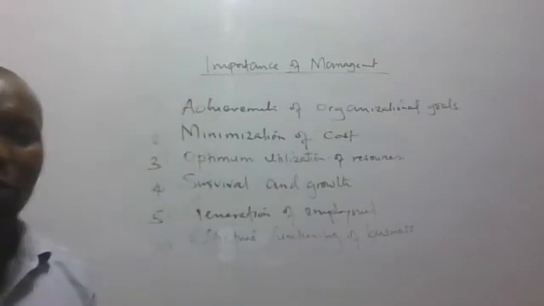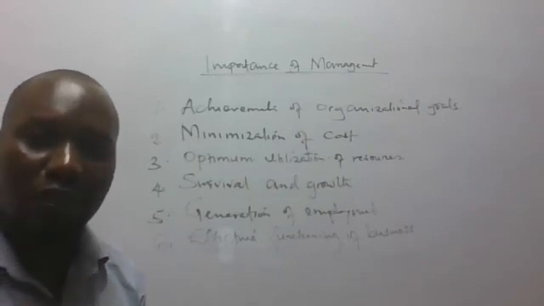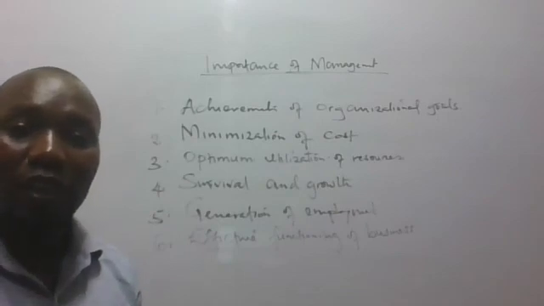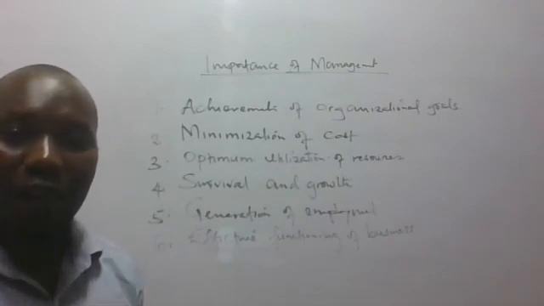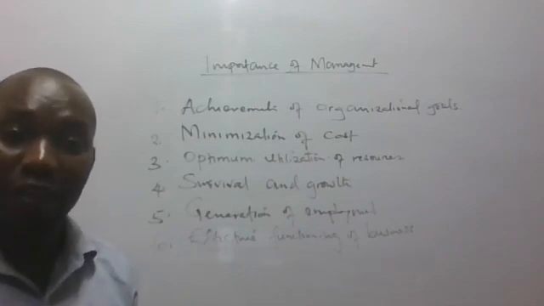So those are the functions of management. The first one, achievement of organizational goals. The second one, minimization of cost, that is cost of production. Number two, optimum utilization of resources, survival and growth. But you can also talk about competitive advantage. There are so many competitive advantages.